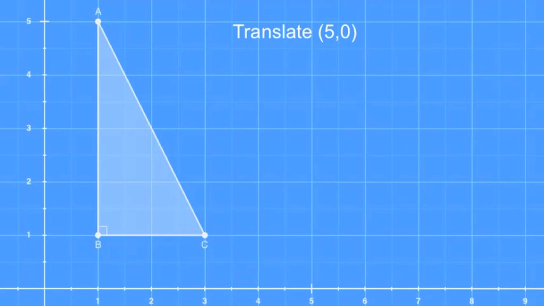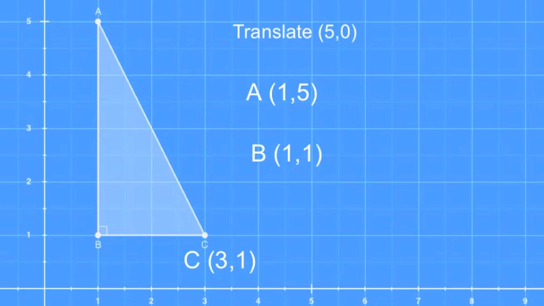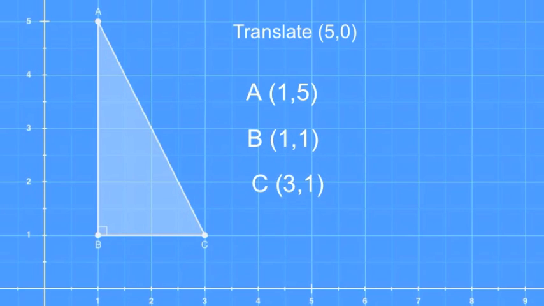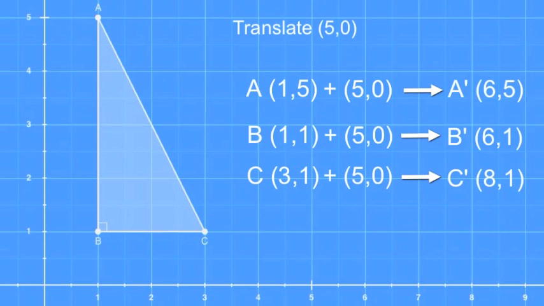Let's take a look at this problem now numerically without actually graphing any new shape. I've gone ahead and plotted my points because I'm going to need those coordinates in order to do this math. So A is 1, 5, B is 1, 1, and C is 3, 1. Now what I'm going to do is add the translation to each of the original coordinates. So I'll add my x coordinates together and my y coordinates together. So here are the translated coordinates.